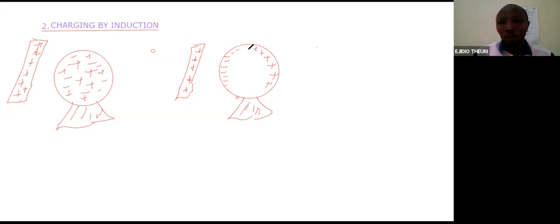Step 3. What do we do in this process of induction? Step 3 tunafanyanga nini for induction? Ian, tell us what you're supposed to do. We earth the ball, and then electrons will flow, since electrons flow from a place of low. Very good. That was the key.